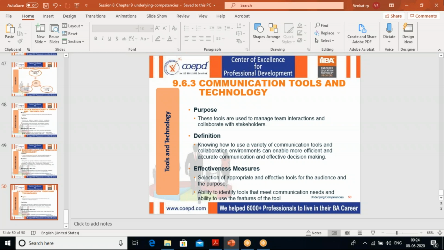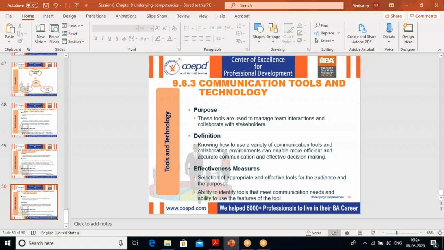Then we have communication skills like verbal communication, non-verbal communication, written communication, and listening. Coming to interaction skills, we should know about facilitation, leadership and influencing, teamwork, negotiation and conflict resolution, and teaching. Coming to tools and technology, we should know about office productivity tools, what they are using, and be aware of business analysis tools and communication tools. So we should be doing our homework on these things.